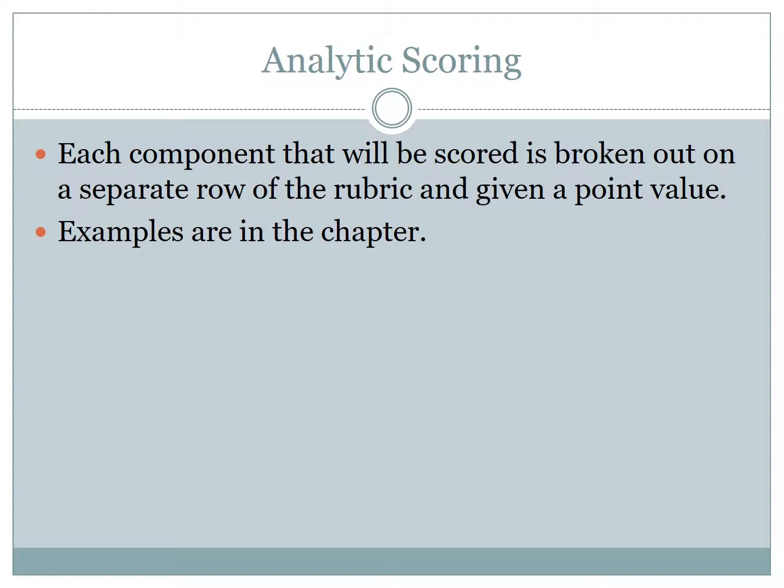Analytic scoring, on the other hand, is a rubric where every row is broken out and given a point value. Again, examples are in the chapter. But let's see what some of these look like so you can see the differences.